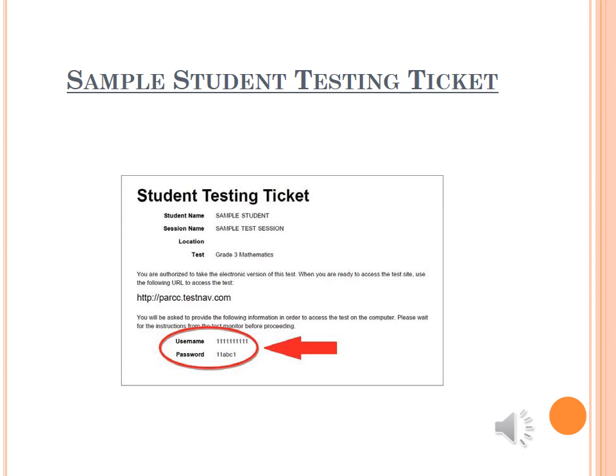What you see here is an example of what a student testing ticket will look like. Remember, you will get 1 student testing ticket for each student on your roster. It will contain the student's name, the session name, and the test that they're taking. It will also, as you can see on the bottom circled in red, include the student's unique username and unique password. Every day that they take the test, they will be given the same sheet of paper, and they will be able to sign into the test and bring them up to their test and their accommodations.